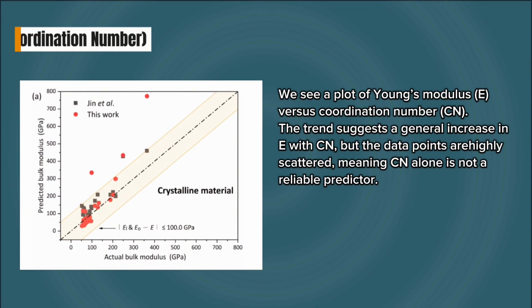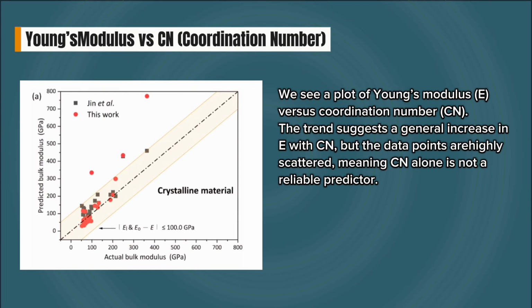We see a plot of Young's modulus versus coordination number. The trend suggests a general increase in Young's modulus with coordination number, but the data points are highly scattered, meaning the coordination number alone is not a reliable predictor.